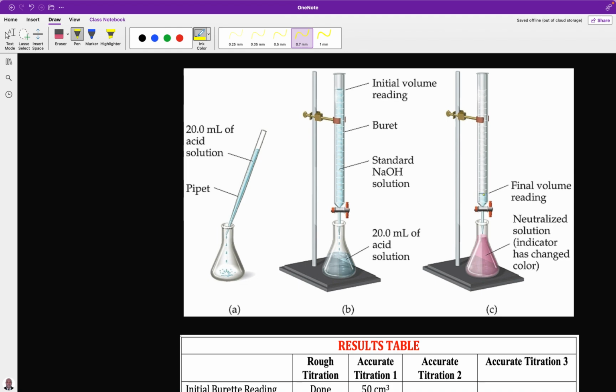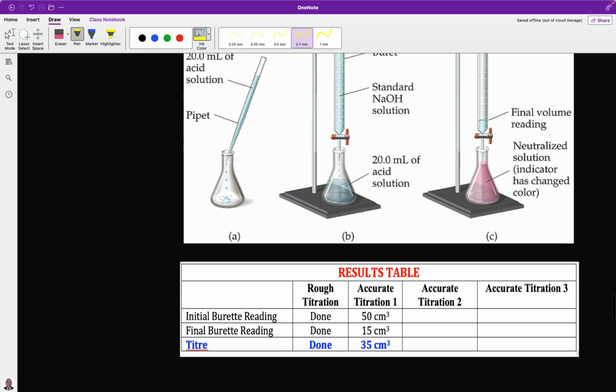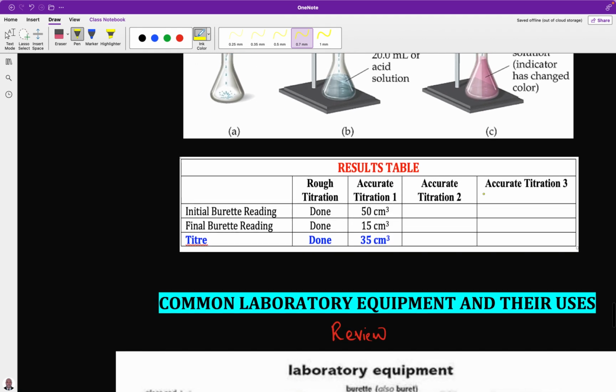You need to read this very well, as I've explained how to read the level of the volume in a burette. So when you read this, this is how you present your results. In some cases, learners, you could be asked to construct a table and present the results. This is how you construct the table. You need to construct a result table like this one. You have the initial burette reading, the final burette reading, the titre, the rough titration, the accurate titration 1, 2, and 3, depending on the one you have been given.